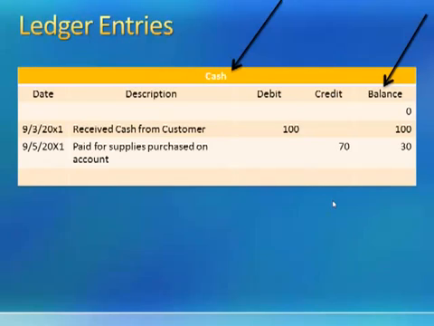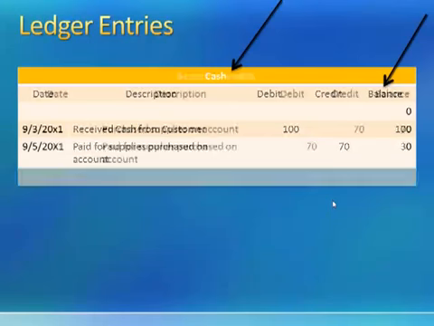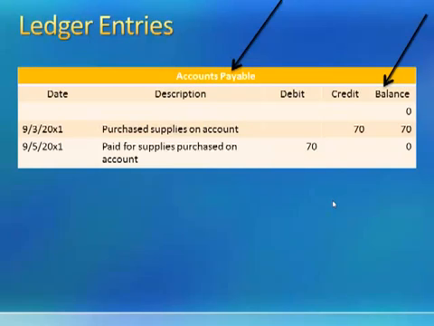Both journals and ledgers are included in a set of accounting records. Here we see an accounting record for accounts payable. Accounts payable has an opening balance of 0. It has an increase in the accounts payable account with a credit of $70. And then on 9/5, we paid for the supplies that we purchased on account, which decreased the liability accounts payable by $70. So our ending balance in accounts payable is 0 after we make that payment.